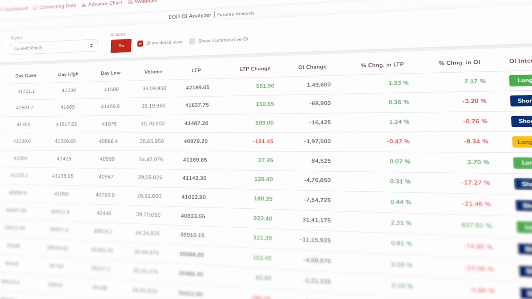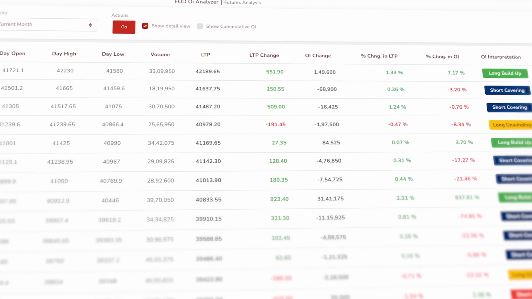This analysis is for intraday because we are using a shorter time frame. For positions, 60 minutes is not the right time frame to do an analysis. For positions, you have to do an end of the day analysis. At that time, you will come to know what happened for the whole day and what happened in the week. For that, we have one more feature called Futures Open Interest EOD Analysis. So that would be very helpful.